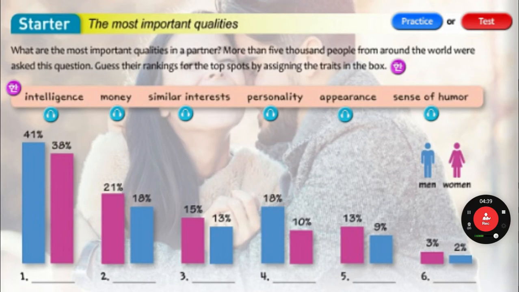And number 2 for me is sense of humor. I want the person to make me laugh, at least sometimes. That's what I'm looking for in a person. Appearance is last. Well, money is last and appearance is next to last. What did you decide? Think about it. All right.